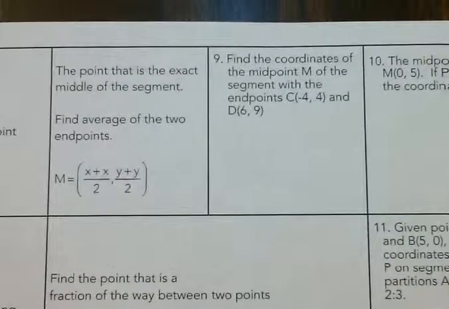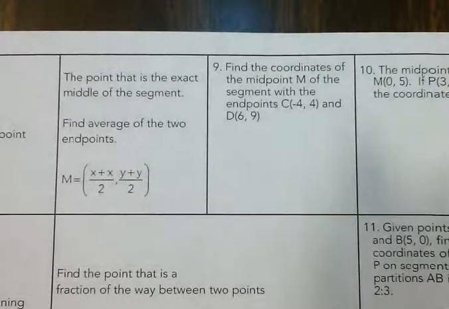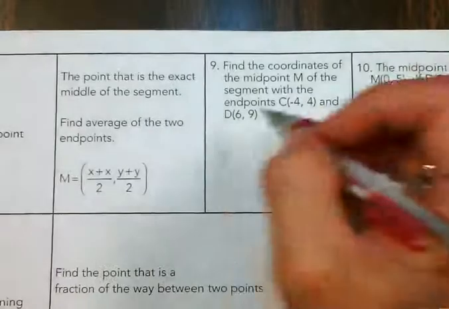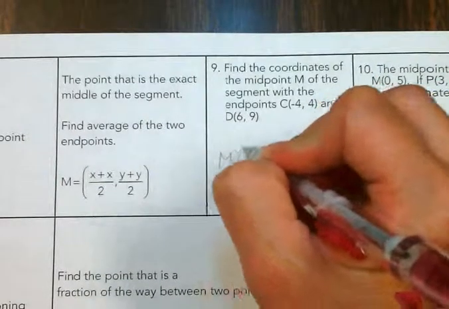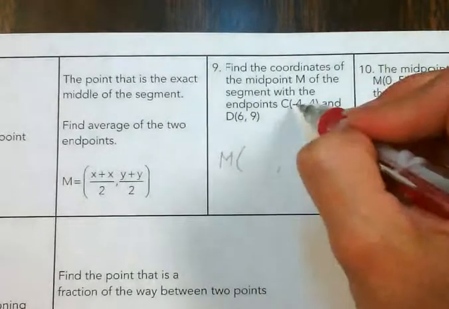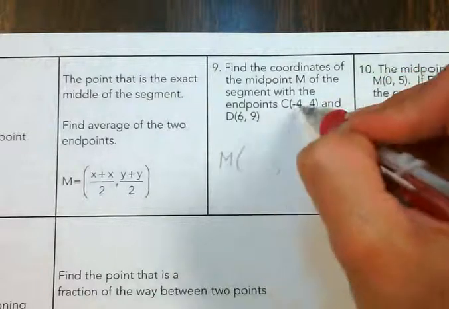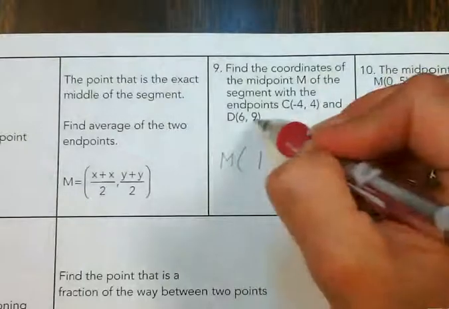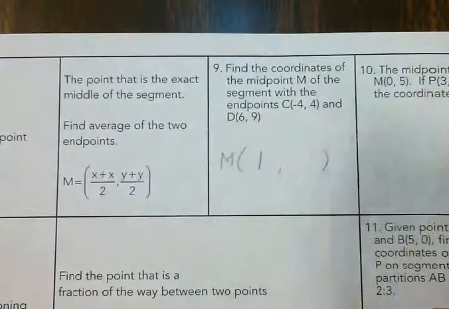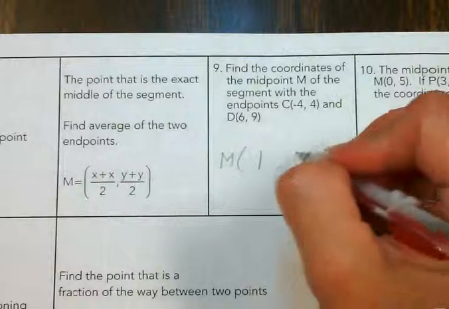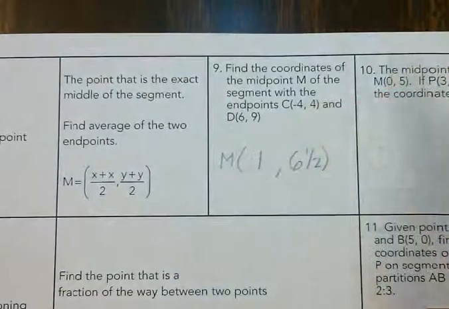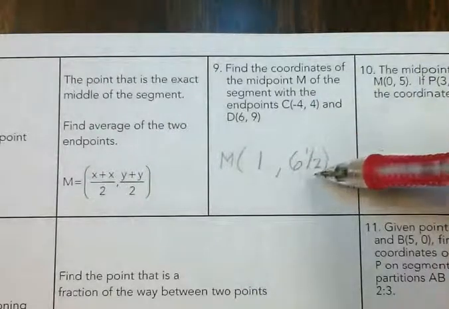So on number 9, the coordinates of the midpoint is what we're looking for. We know that the endpoints are -4, 4, and 6, 9. So what we're going to do for M is we're going to add these together. If we add the x's together, we get 2. Divide by 2, we get 1. Here we're going to add these two together, we get 13. Divide that by 2, and we get 6.5. So the midpoint between these 2 points is the point 1, 6.5.